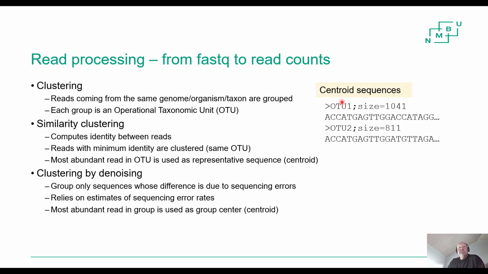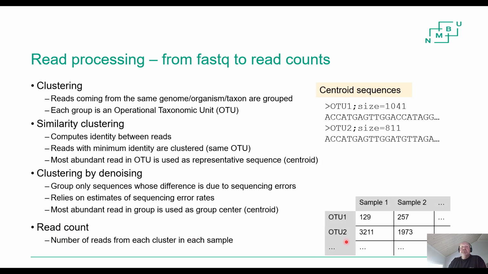So this typically results in a set of centroid sequences, OTU1, OTU2, and so on, each with its sequence. You can see it's sort of a FASTA format here. It's typically a FASTA file, one sequence for each OTU, the representative sequence for each OTU. And then we take these sequences with us to each sample and we align them and count how often we see these OTUs in each sample. And then this gives us what we call the read counts.